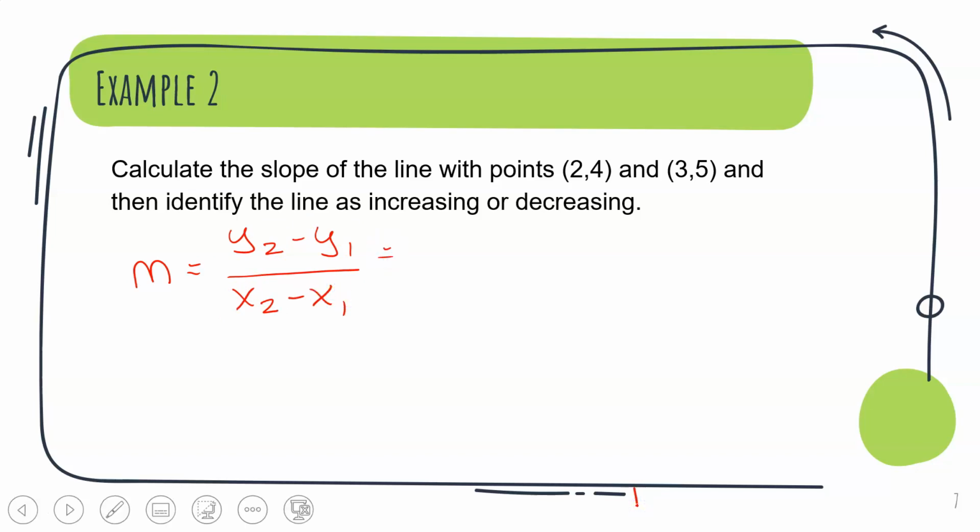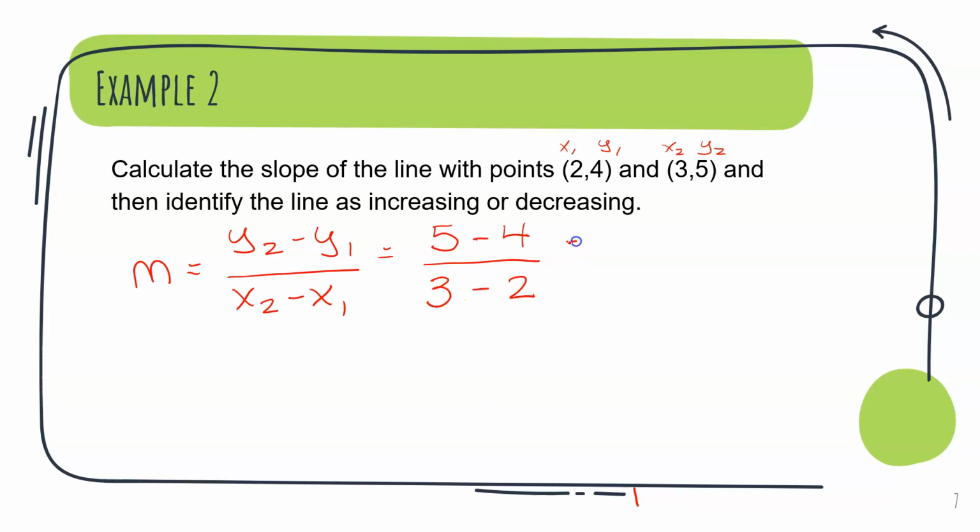So let's go ahead and label the different parts here. So we have x1, y1, x2, y2. So y2 is 5. y1 is 4. x2 is 3. x1 is 2. 5 minus 4 is 1. 3 minus 2 is 1. So 1 over 1 is just 1. Since it's a positive number, our slope is going to be increasing.